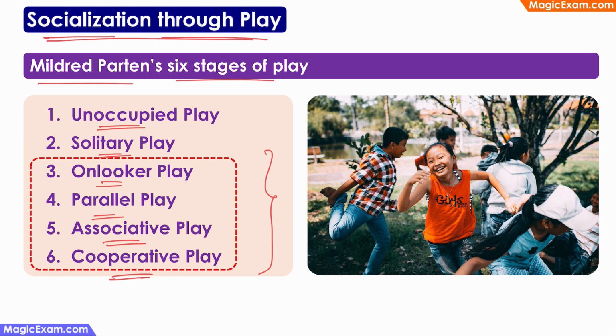So in this way, in the last 4 stages, that is when they start looking at other children and trying to understand what is happening, then when they start playing in parallel and trying to imitate other children, and when they start interacting socially with other children that they are playing with, and finally when they start playing together. So these are the 4 stages of play where socialization can happen. So this is socialization through play.